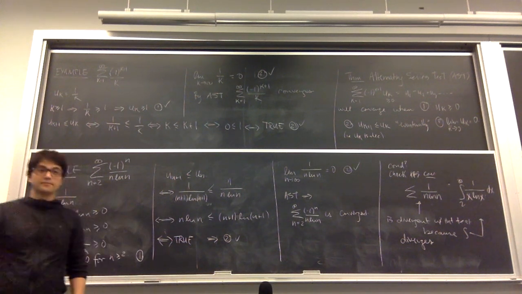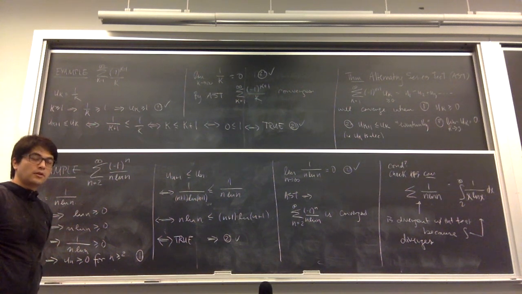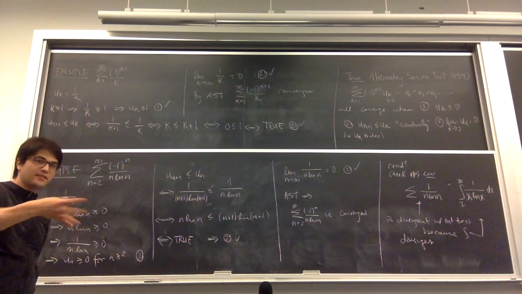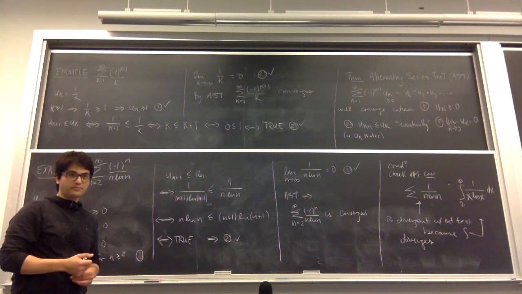So what's an example of it not satisfying? Like n plus 1. Okay, so first of all, if your terms aren't descending, period, then we can conclude immediately that the series will diverge.